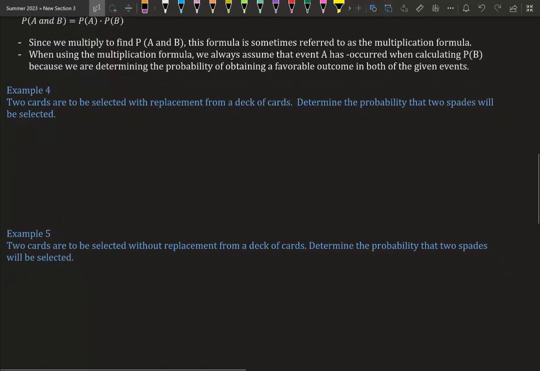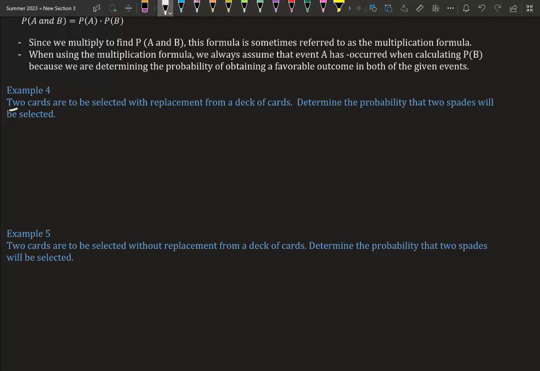All right, example 4 and 5. Two cards are selected with replacement from a deck of cards. Determine the probability that 2 spades will be selected. And example 5. I know, why are we reading the next example? You'll see what I mean. Two cards are to be selected without replacement from a deck of cards. Determine the probability that 2 spades will be selected. So these are actually the same question, except one word is different, with and without. So we're going to see how with replacement and without replacement actually affects our probability.